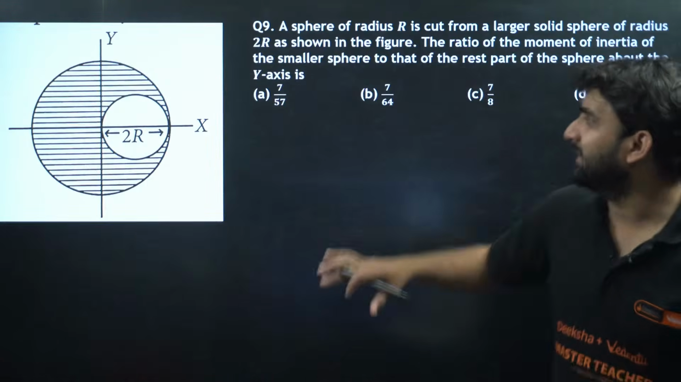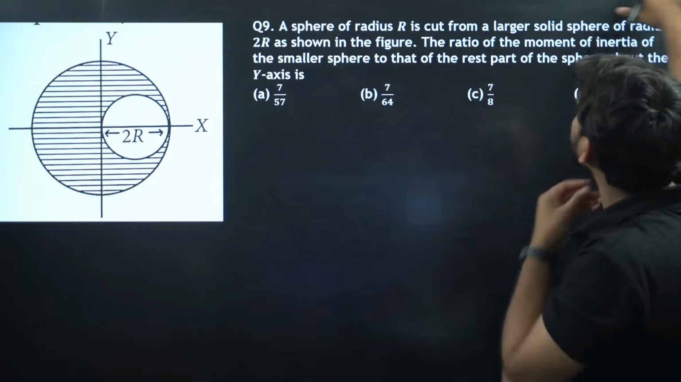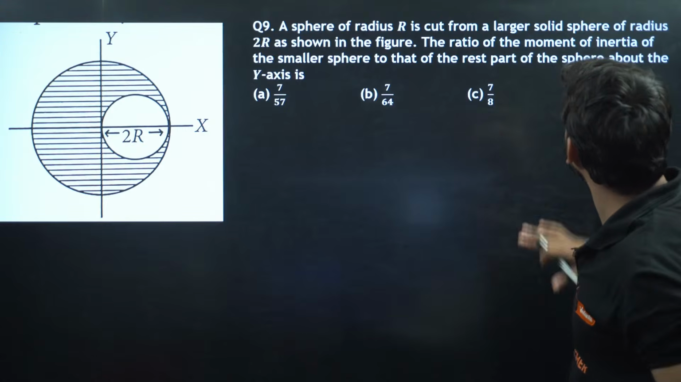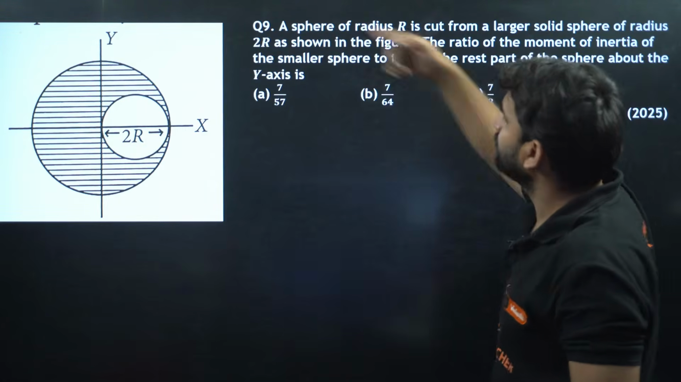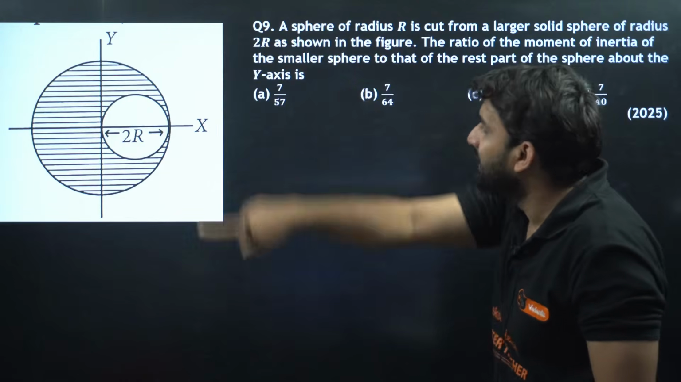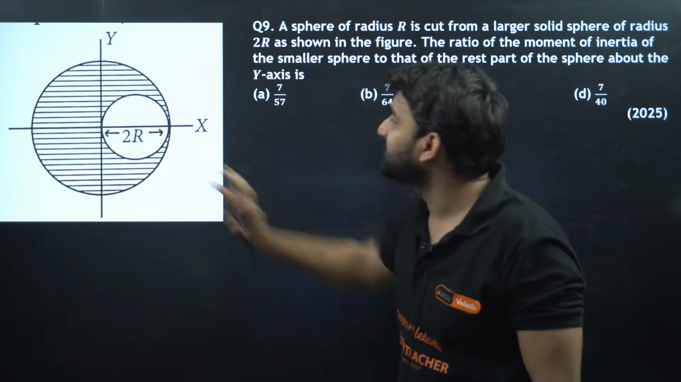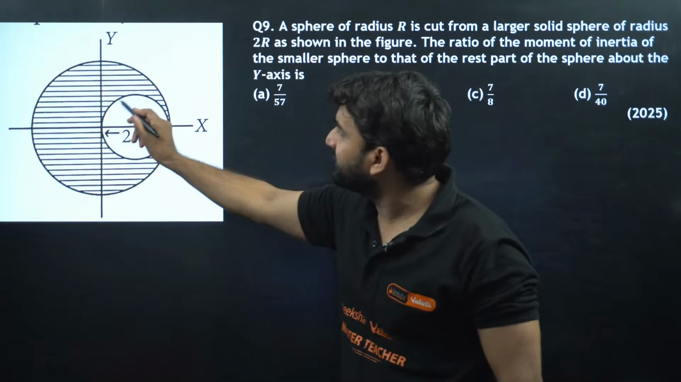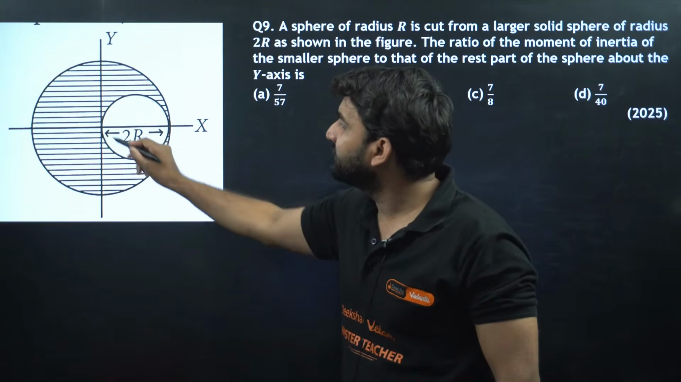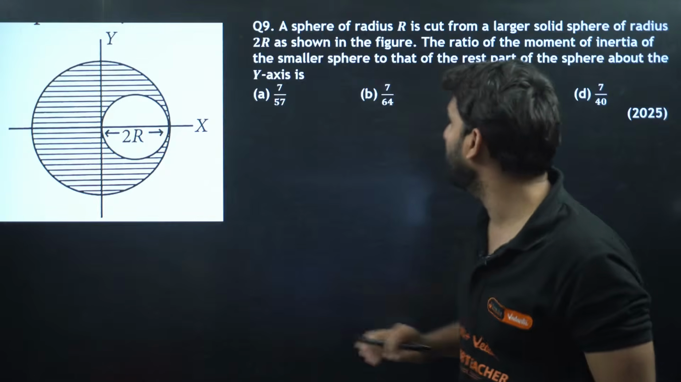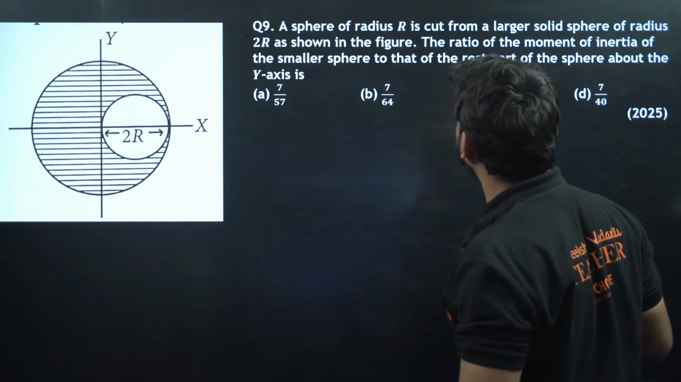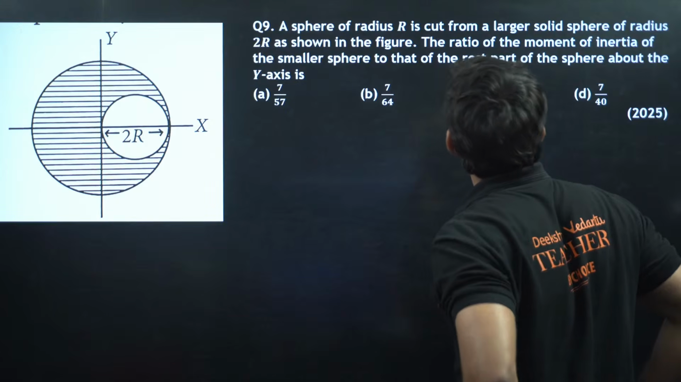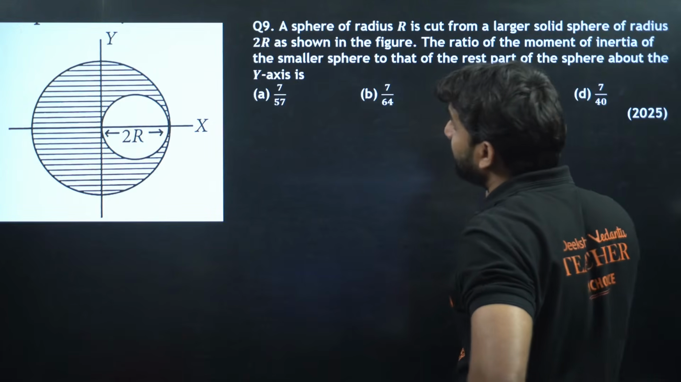So, okay, let's solve the question. A sphere of radius r is cut from a larger solid sphere of radius 2r. So the largest sphere has radius 2r, and the radius of the small sphere which is removed is small r. The ratio of the moment of inertia of the smaller sphere to that of the rest of the sphere about the y-axis will be what?